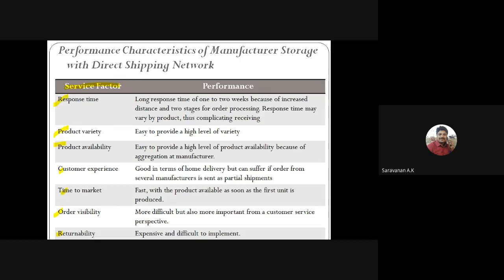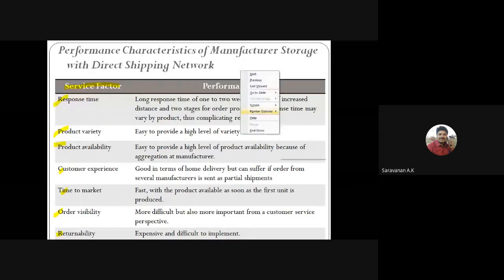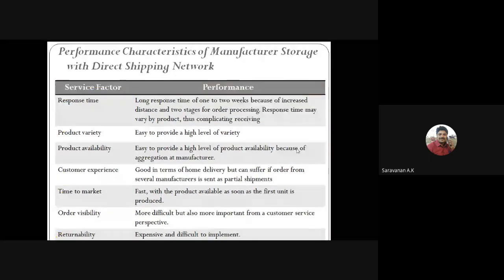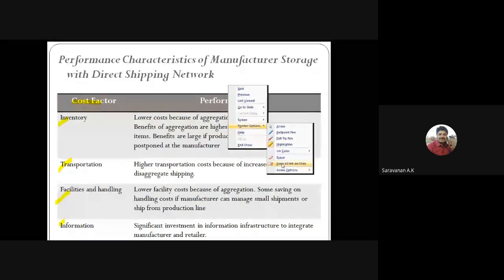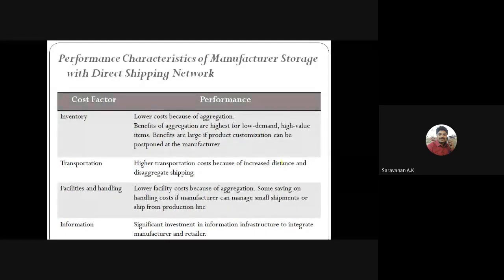So how may its performance vary by these two factors, right? One is the service factor and one is the cost factor. So first we can see the cost factors. In this cost factor, first we can see the inventory. So how will the inventory performance be there?